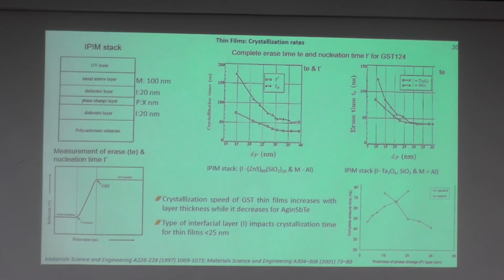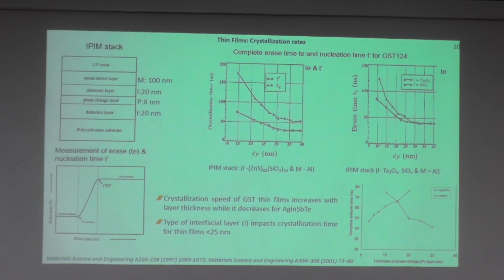Some data. This is very old data on the crystallization rates of such films. Here is the stack, the phase change material in different layers. This is used for optical devices, like for DVD or CD. And here these layers, like the metal mirror layer and dielectric layers, have fixed sizes, 20 nanometer, this 100 nanometer, and the size of the phase change layer has been changed.